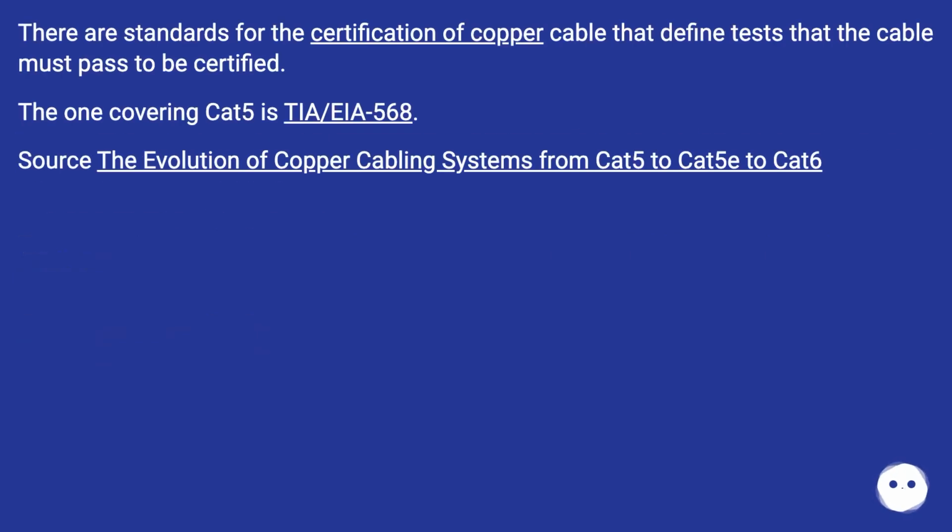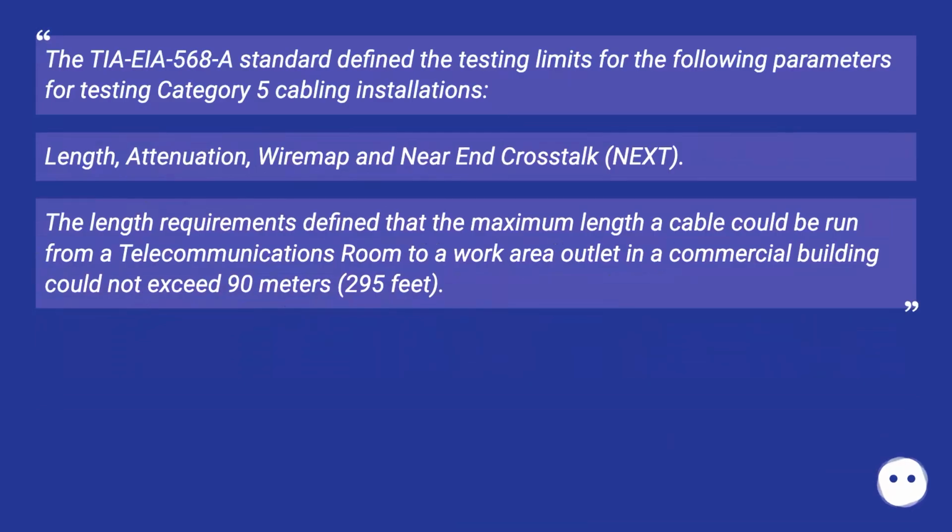There are standards for the certification of copper cable that define tests that the cable must pass to be certified. The one covering CAT5 is TIA/EIA 568. Source: "The Evolution of Copper Cabling Systems from CAT5 to CAT5e to CAT6." The TIA/EIA 568 standard defined the testing limits for the following parameters for testing Category 5 cabling installations: length, attenuation, wire map, and near-end crosstalk.